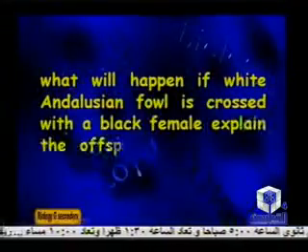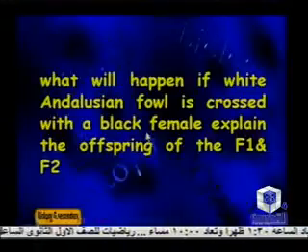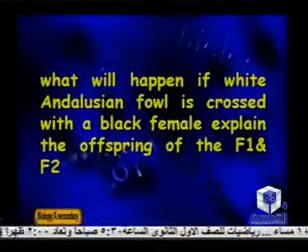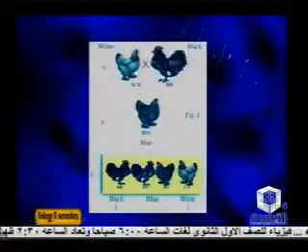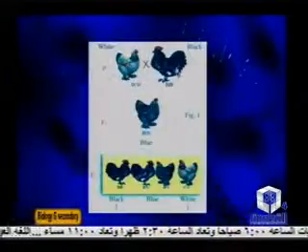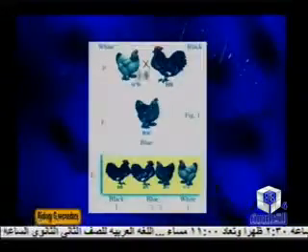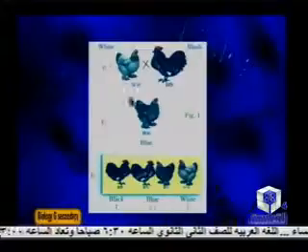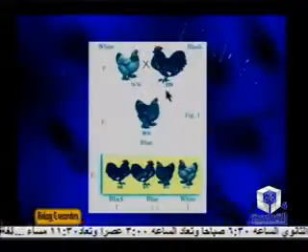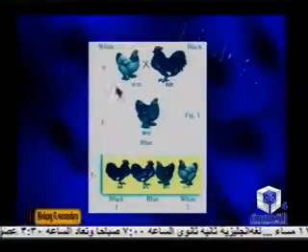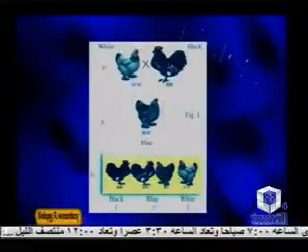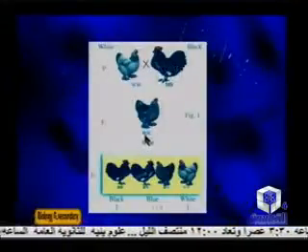What will happen if a white Andalusian fowl is crossed with a black one? Explain the offspring of the first and second generation. Here is an example. This is the white fowl and this is the black one. When they are crossed together, the white is WW capital, while the black is BB capital. When they are crossed, all the offspring is blue, an intermediate character in between. So BW capitals for the first generation.